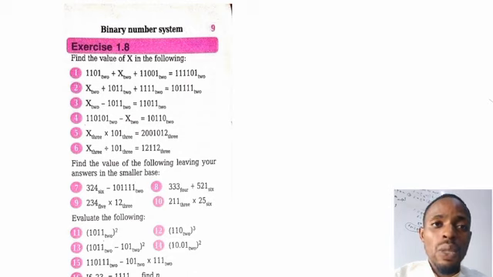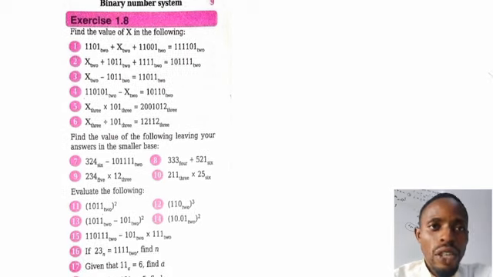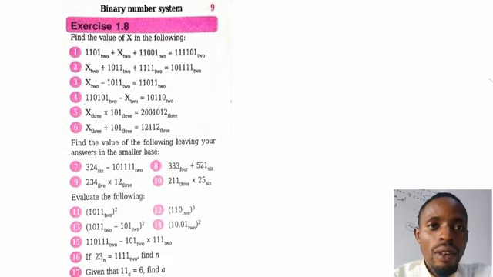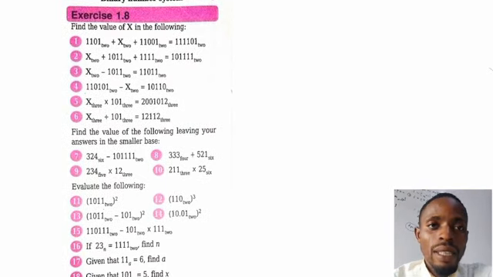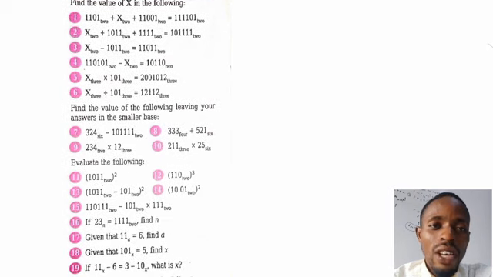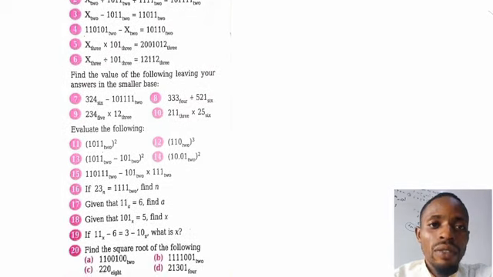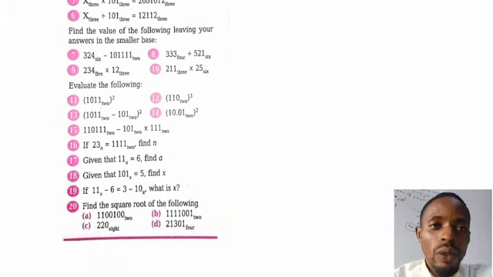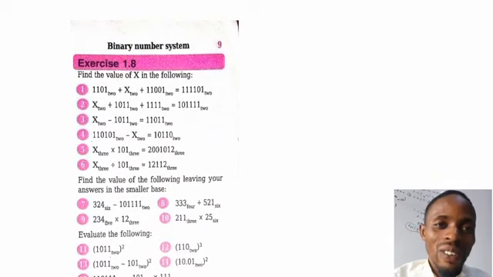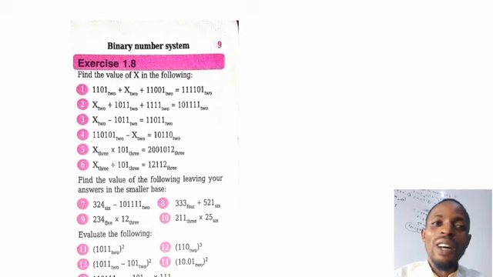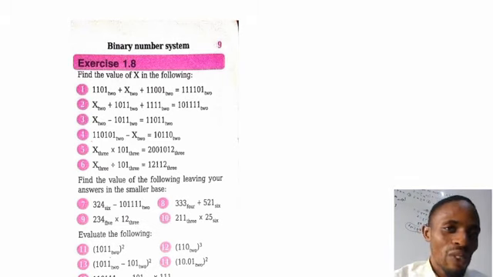We have exercise 1.8. So we have 20 questions under it, but the first is divided into different parts. You can see the first one, find the value of S in the following, and for this first part we have 1 to 6 questions here, and in the second part we have to find the value of the following. Leave your answer in the simplest base. And the last one is to evaluate the following, and the last one is to find the square root of the following. So therefore, we are going to look at the solution of everything. Don't worry, guys. After this video, you will know how to solve a question like this. If you're in JS3, you may be confused about how you can solve a question like this.